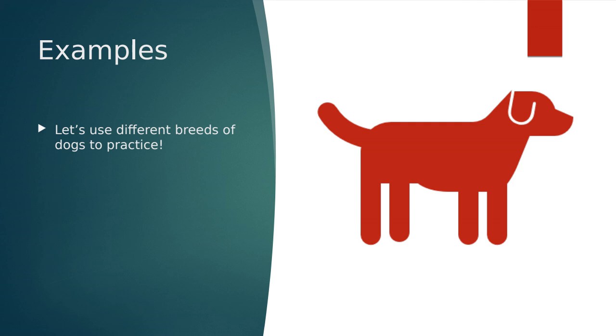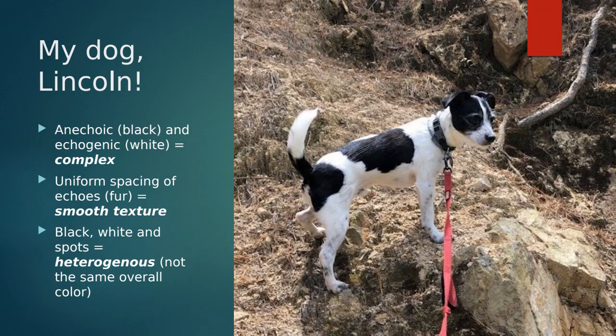So here is actually my dog Lincoln. This picture was from a few years ago. He's an old man now. He's about 10 years old, and he's still crazy because he's a Jack Russell. So we're going to use his appearance to categorize him. He has both black and white areas on his fur, right? So black, we know, is no internal echoes, anechoic, but white is typically going to be echogenic. So that means he is going to be complex.